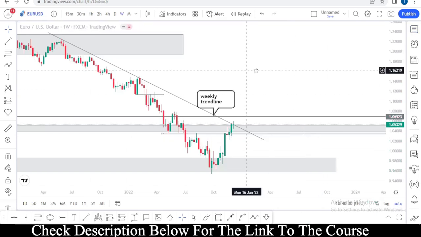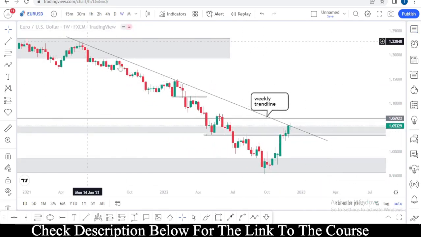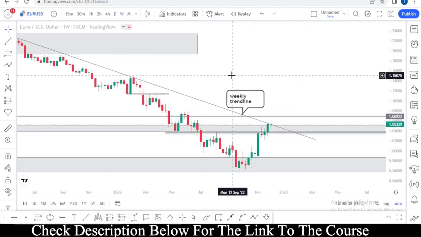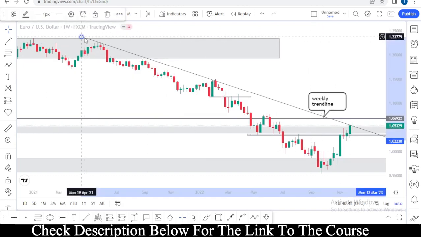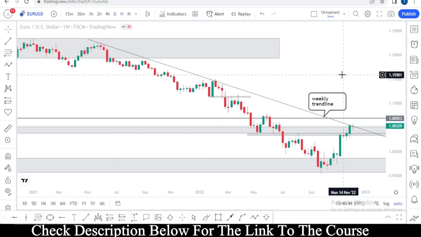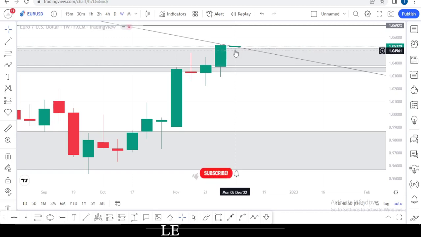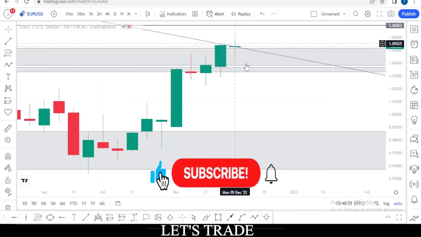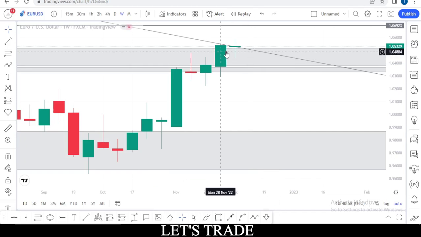So for Euro USD, this is the weekly trend line I drew from, I think, way back. If you follow my videos, I believe you'll remember this weekly trend line. Let me zoom in so that we can see clearly. You can see this doji candlestick forming at our weekly trend line, right? So it has failed to break above.